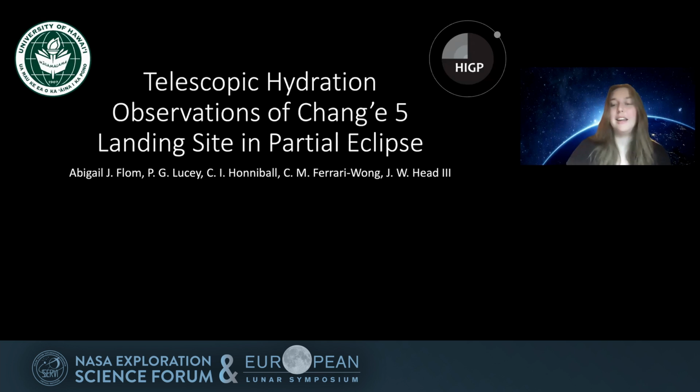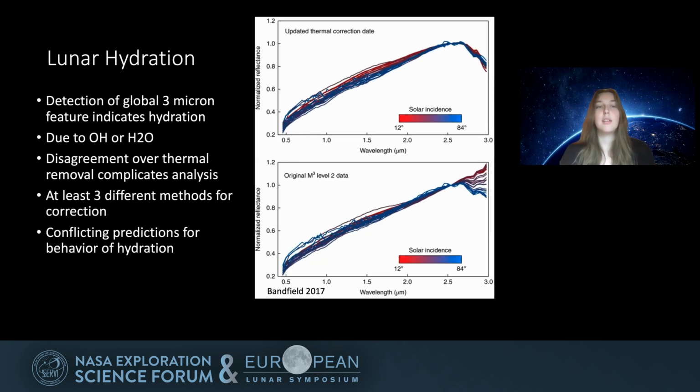All right, so the detection of a global 3 micron feature, as we all know, indicates hydration due to hydroxyl or water. However, in order to look at that feature, you have to remove thermal emission contamination. And there is disagreement by experts as to how to remove this thermal contamination.